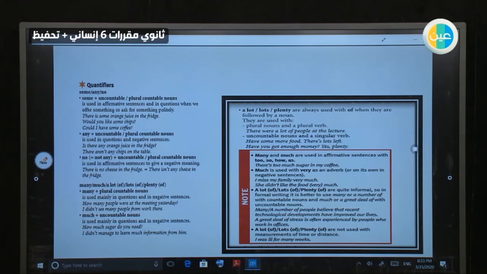They are used with plural nouns and plural verbs. Look at this sentence. There were a lot of people at the lecture. They also come with uncountable nouns and singular verbs, like have some more food. Okay.